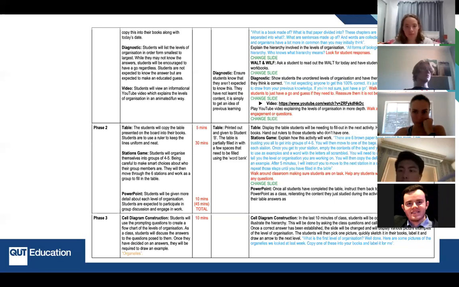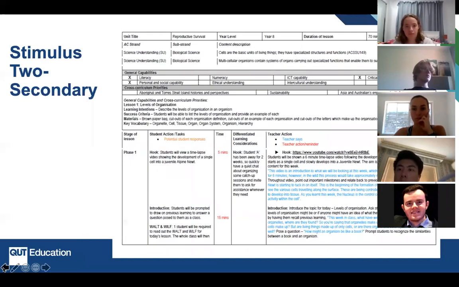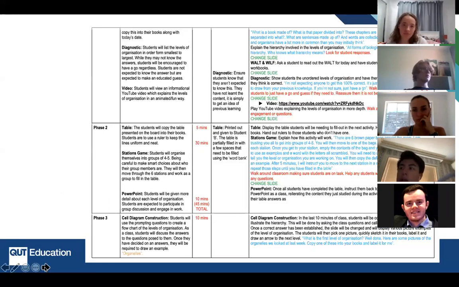Also, I loved the use of the hook. A hook is really important at the beginning of a lesson. So the use of the time-lapse video to get the students interested. And also importantly, Walt and Wilf. So you would probably be familiar with this from your schooling.